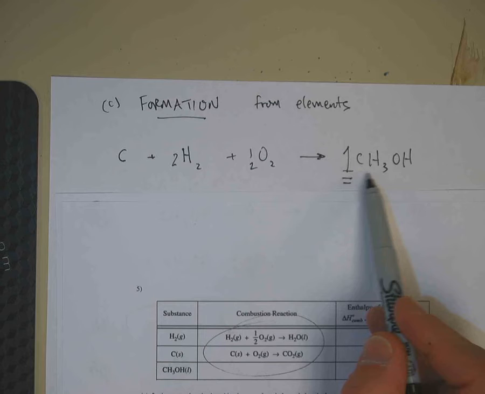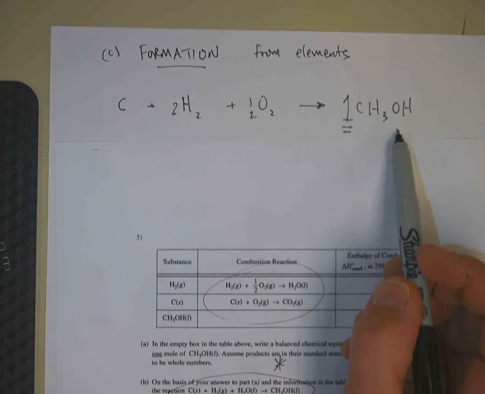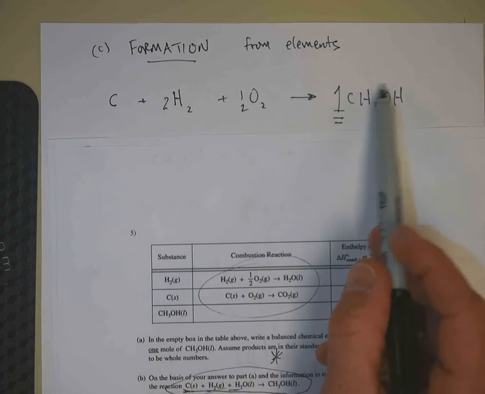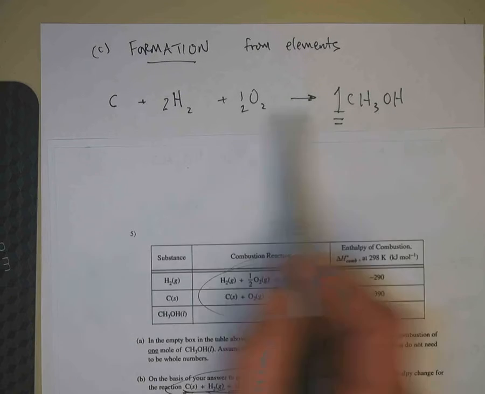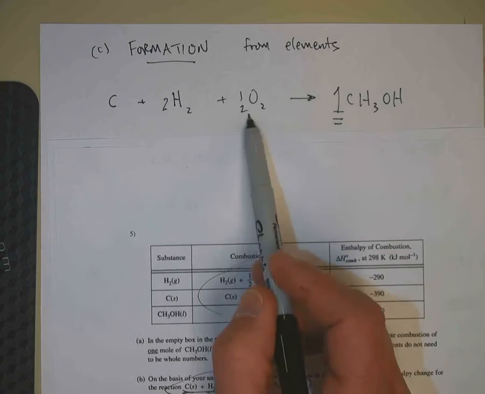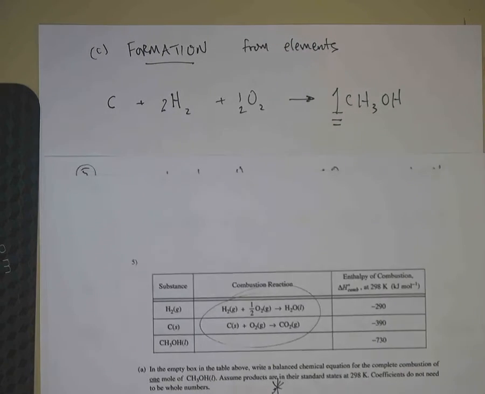And I need to form 1 mole of CH3OH. And so I need to balance this reaction. So I'd need 4 H's, put a 2 here. And I'd need 1 O, so put a 1/2 right here.